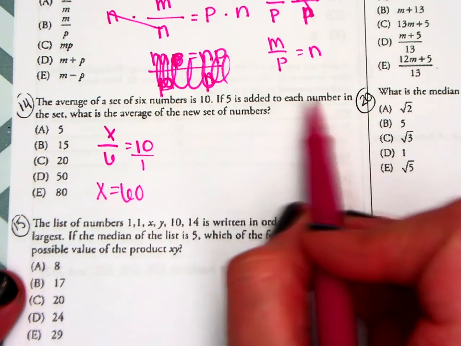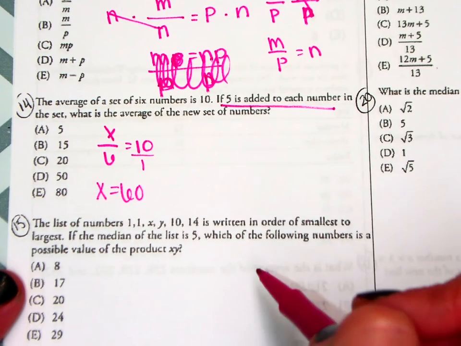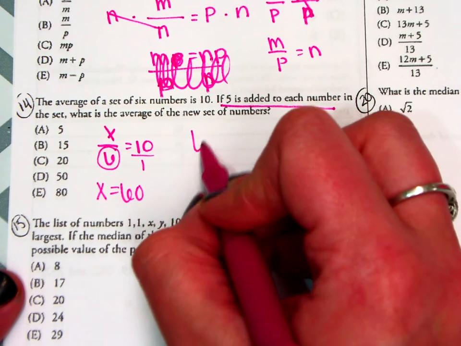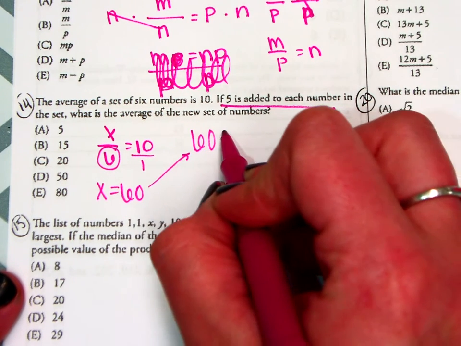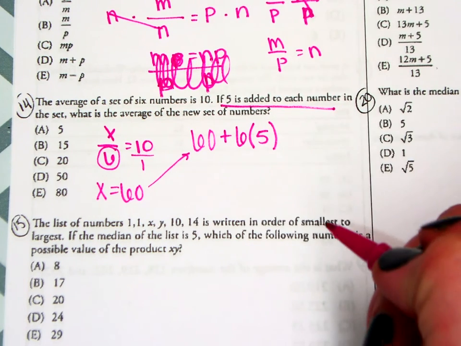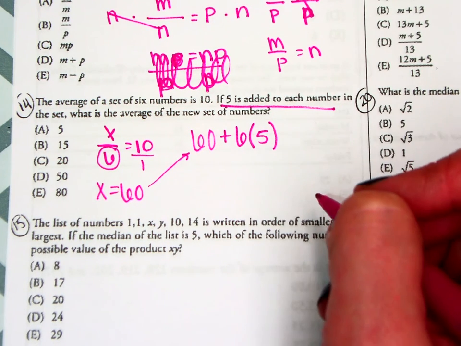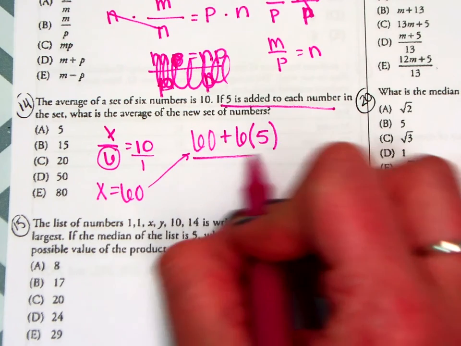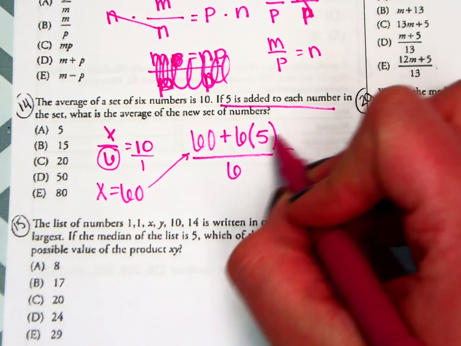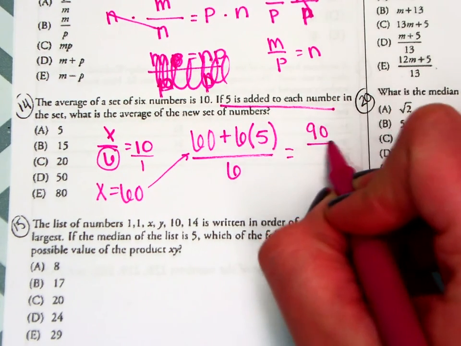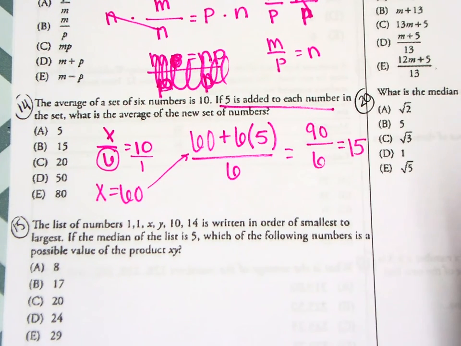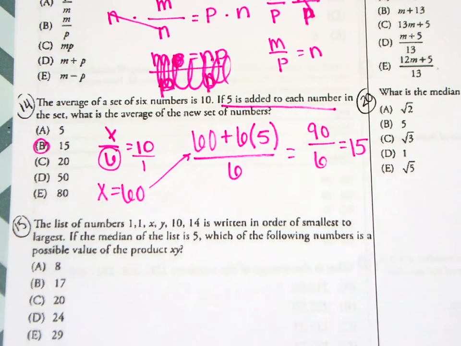Well, we're adding 5 to each of those numbers. How many numbers did we start with? We started with 6. We know that we have the original 60, but now we're taking those 6 numbers and adding 5 to each of them, which is the same as doing 6 times 5. We still have 6 numbers, so we're still dividing by 6. So we end up with 60 plus 30, which is 90, divided by 6, for an answer of 15. So our average is now 15.